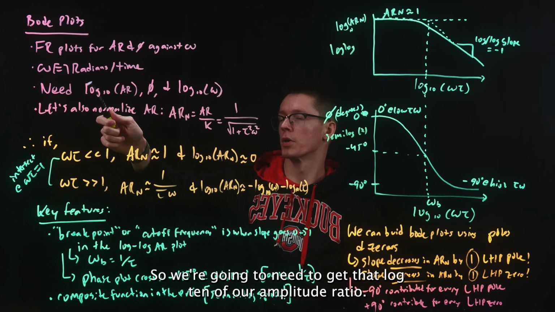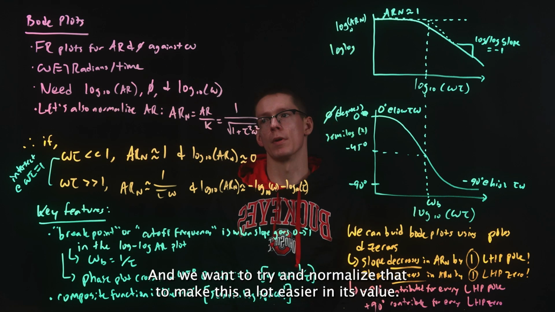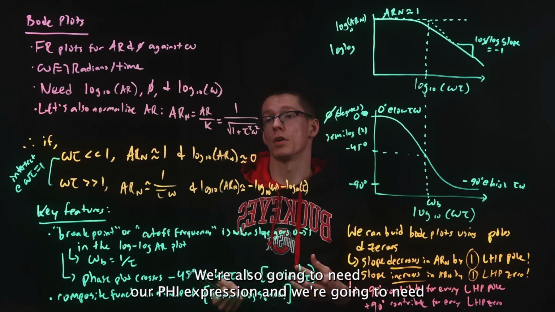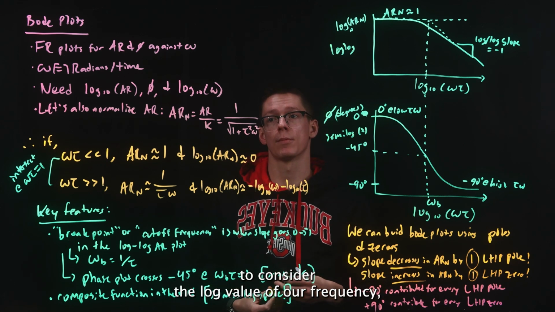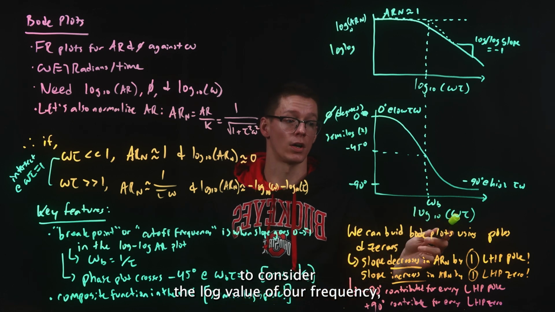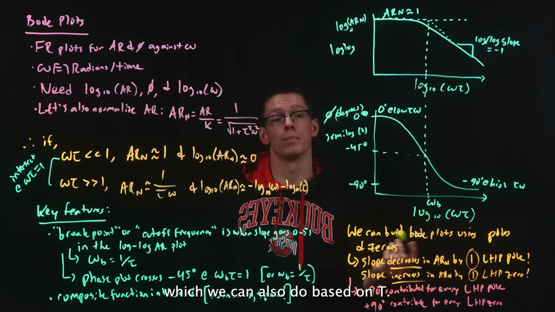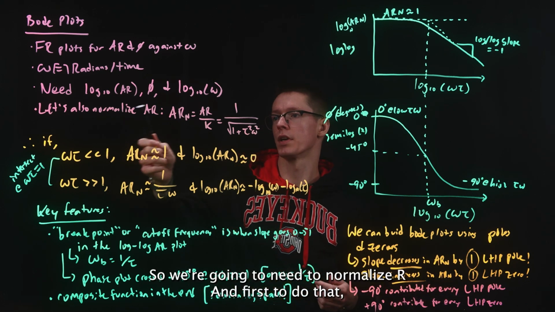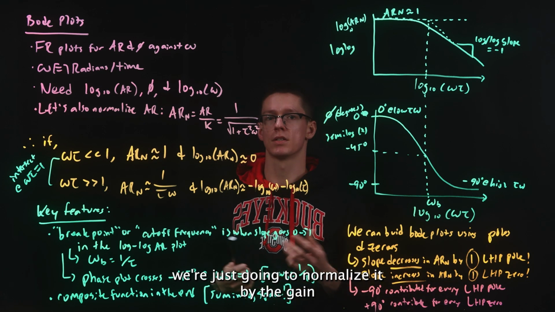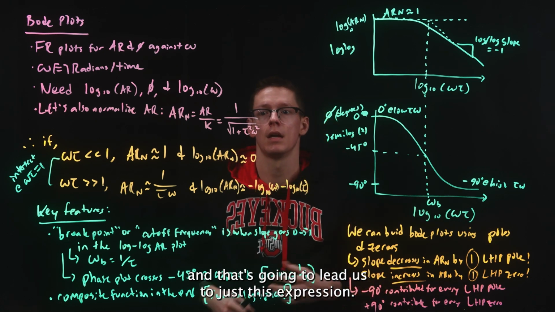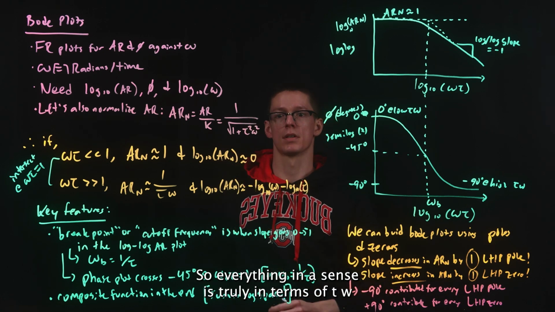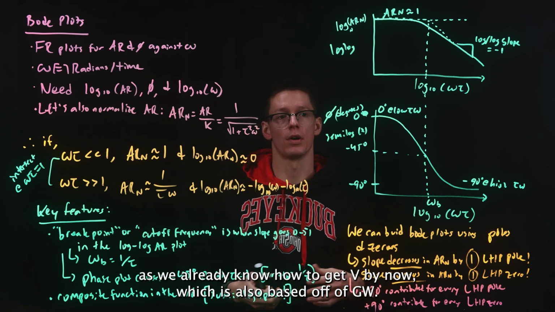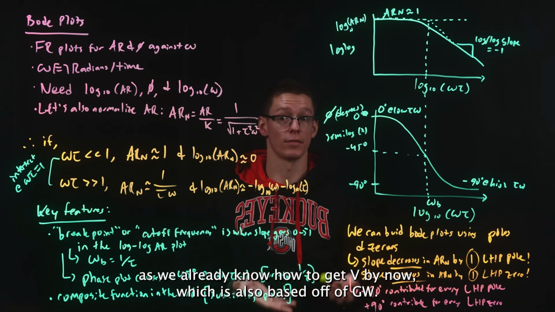We're going to need to get that log 10 of our amplitude ratio, and we want to normalize that to make its value a lot easier. We're also going to need our phi expression, and we're going to need to consider the log value of our frequency, which we can also do based on tau, so we could also do log 10 of omega tau. So we're going to need to normalize AR first. To do that, we're just going to normalize it by the gain, and that's going to lead us to this expression. Everything, in a sense, is truly in terms of tau omega, as we already know how to get phi by now, which is also based off of tau omega.